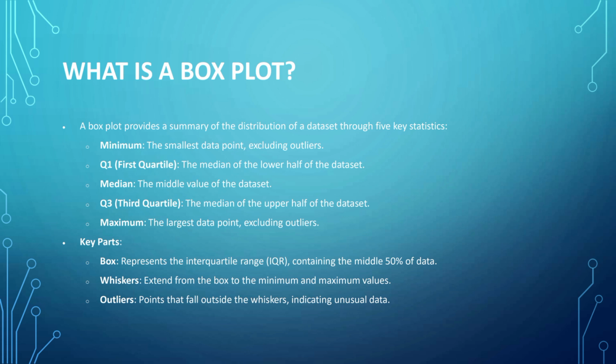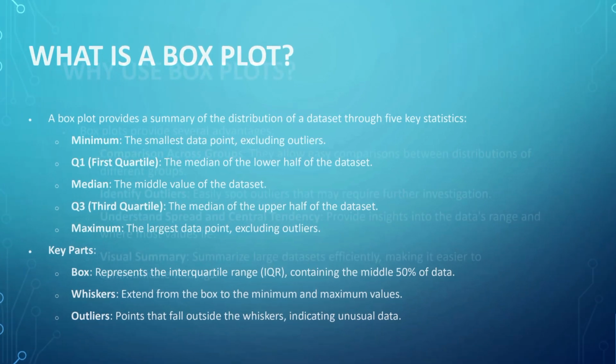excluding outliers. In terms of its structure, the box shows the interquartile range, IQR, which represents the middle 50% of the data. The whiskers extend from the box to the minimum and maximum values, while outliers are data points that fall outside the whiskers, indicating unusual or extreme values. Box plots are particularly useful for understanding data distributions and identifying any unusual observation within datasets.